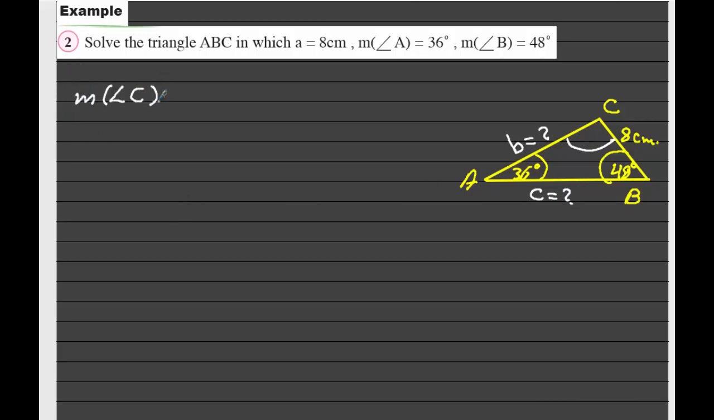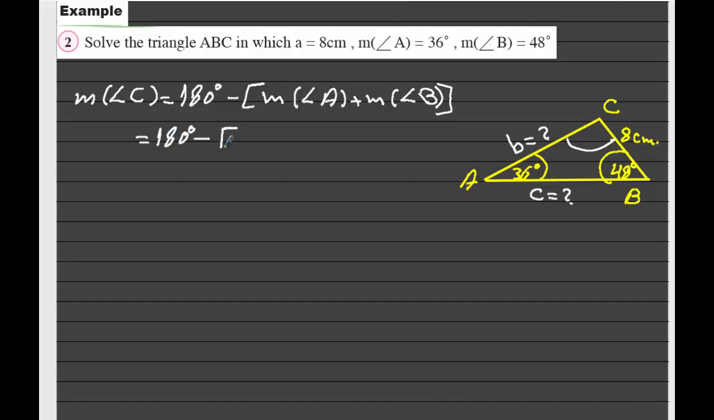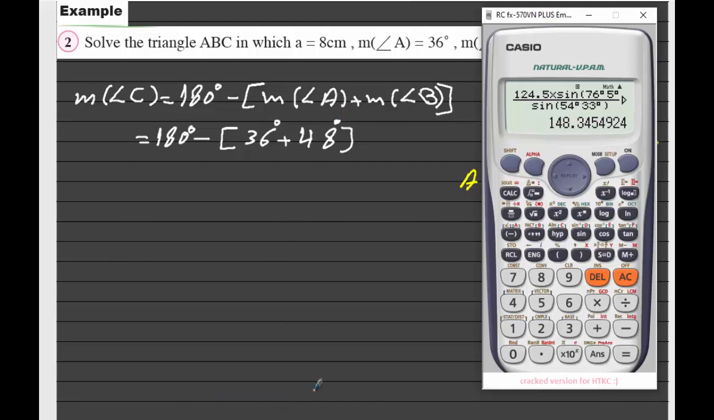Now the measure of angle C equals 180 degrees minus the measure of angle A plus the measure of angle B. It is equal to 180 degrees minus, measure of angle A equals 36 degrees plus measure of angle B 48 degrees, and we will calculate it using the calculator here. 180 minus 36 plus 48 equals 96. So it is 96 degrees.